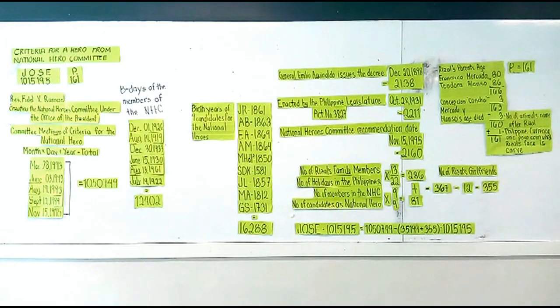Criteria for a hero from the National Heroes Committee. Proving why Dr. Jose Rizal is the national hero in the equation Jose P. period. Hello everyone, this is group 1, proving why Rizal is our national hero. Using Jose P. and the period, derived from Rizal's name and initial in our equation, and making them into variables having their equivalent numbers in the alphabet, and combining them, the letters from Jose is equal to 1,015,195. And the P combined with the period is equal to 161.